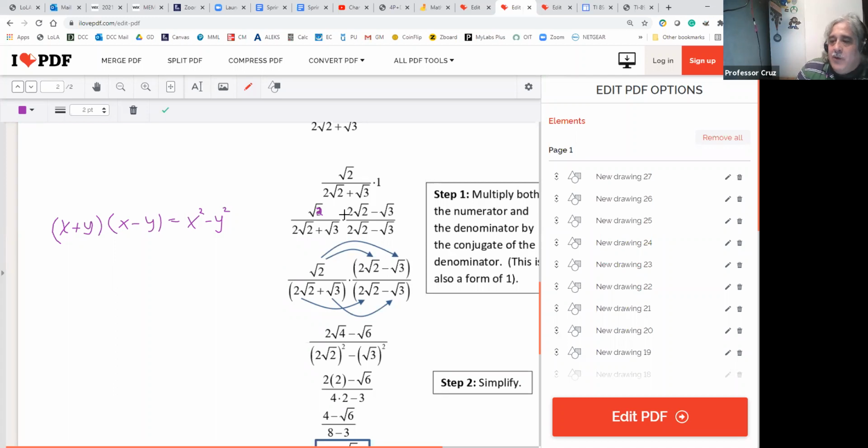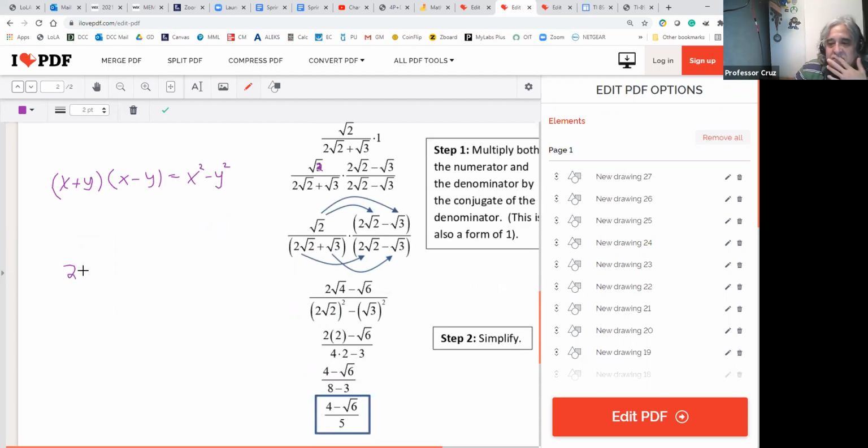All right, so square root of 2 times 2 square roots of 2 is 2 times square root of 4, and square root of 2 times negative square root of 3 is negative square root of 6. And then down here, like I said, we're using that formula. It's 2 square root of 2 squared minus square root of 3 squared. 2 squared and square root of 2 squared is really what's happening. Remember, we're just squaring both of those. That's 4 times 2, and then it turns to 8.